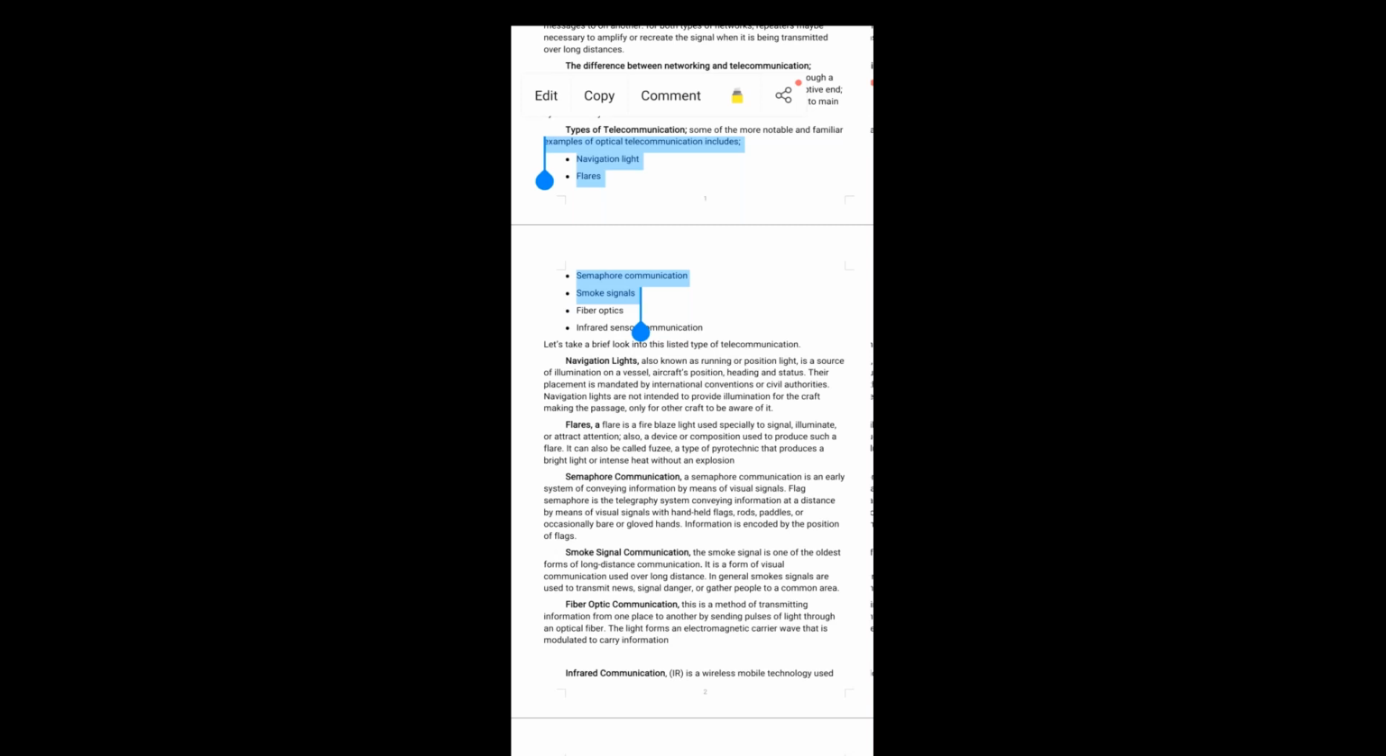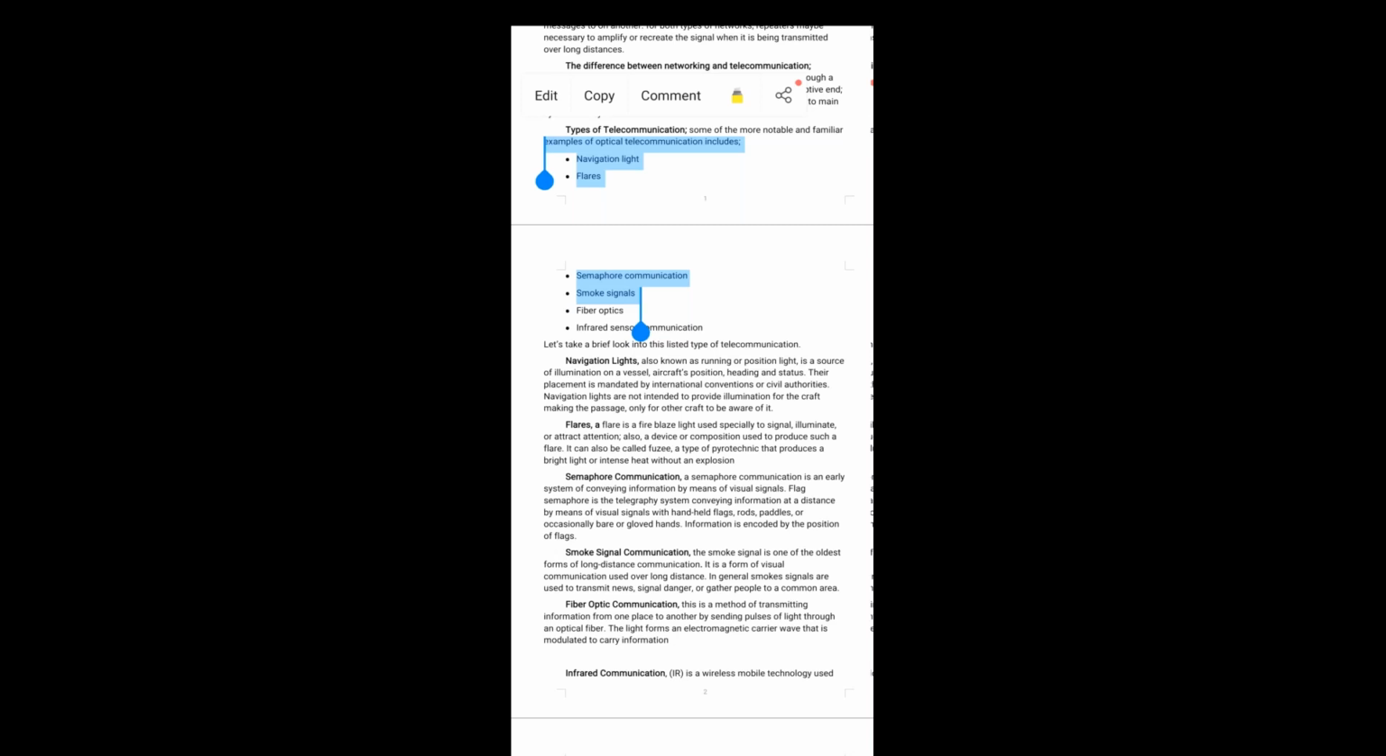Then the next one is called flare. A flare is a fire blaze light used specifically to signal, illuminate, or attract attention. Also, a device or composition used to produce such a flare. It can also be called a fuse, a type of pyrotechnic that produces a bright light or intense heat without an explosion. This flare, most of the times, we might have seen in movies, but we might not have actually taken note of them.